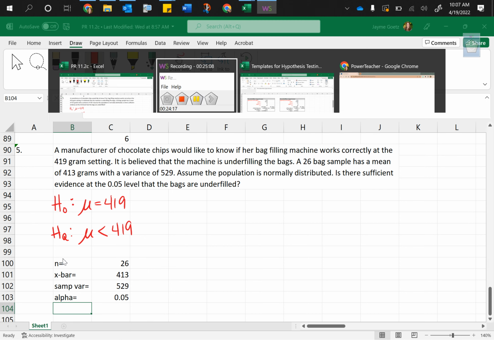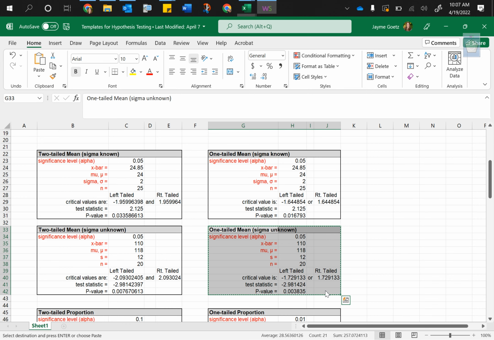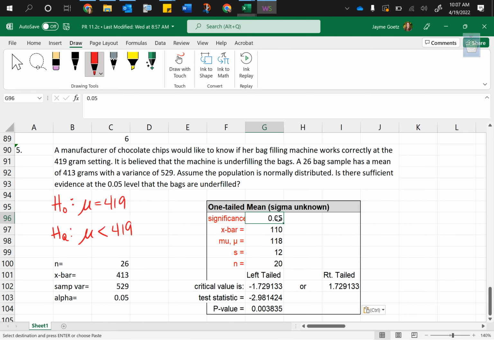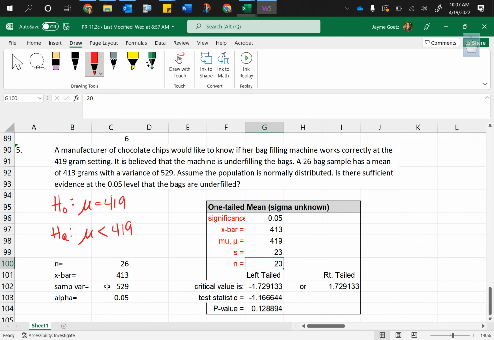No, sigma is unknown. So let's find that template. One-tailed test, sigma unknown. Put in your significance level. What is my x bar? 413. What is my mu? 419. How am I going to figure out my s? Square root of the sample variance. Very good. Now, my n, we said, was 26, and that gives me the information.